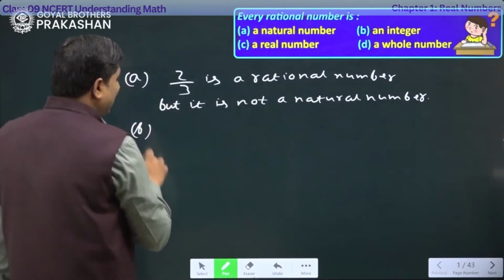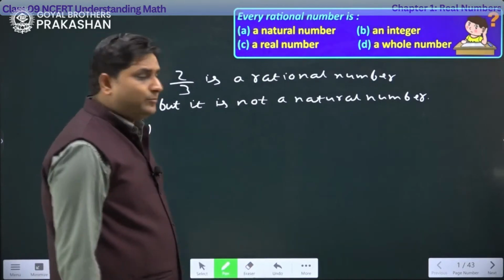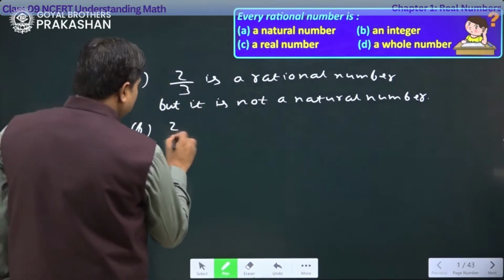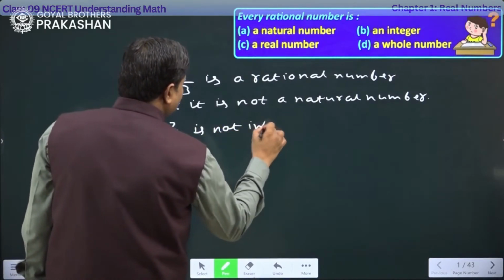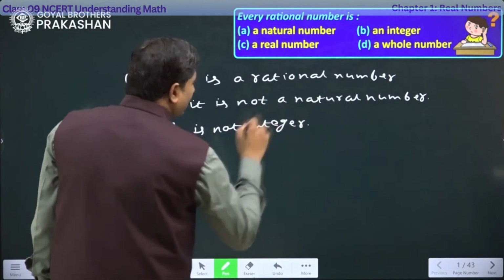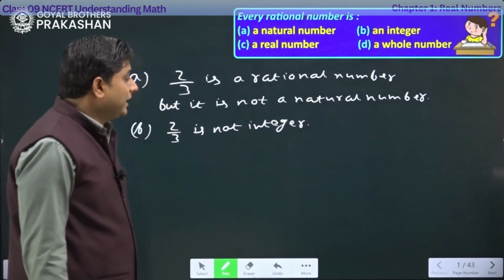Then option B, an integer. With the same example we can say 2 by 3 is rational, but 2 by 3 is not an integer. This is rational, but this is not an integer. So option B is again wrong.